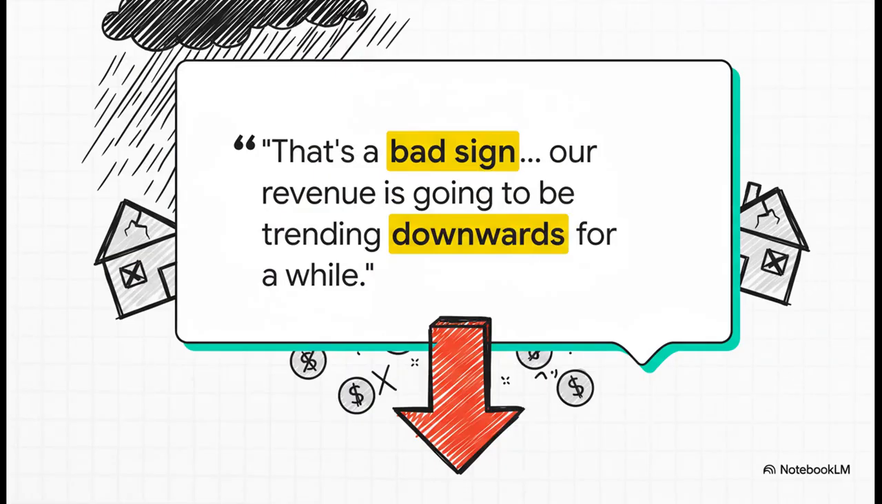As one asset manager, a guy named Darius, put it when he saw this on a report, "That's a bad sign. Our revenue is going to be trending downwards for a while. There's no ambiguity, there's no way to spin it. It is a clear, unmistakable warning that your income stream is about to shrink. It means either the market has softened or you've made a really big pricing mistake."